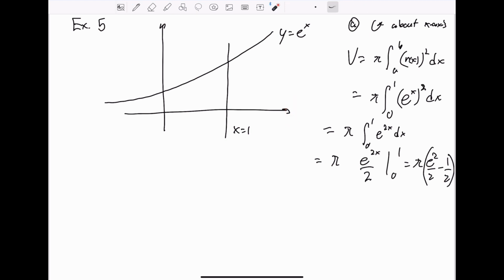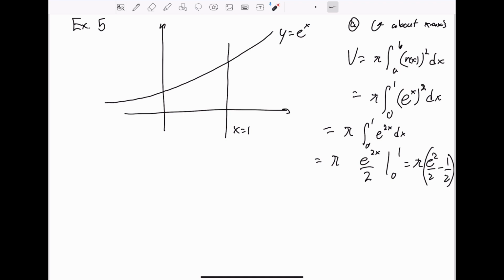Now what happens if we want to rotate around the y-axis? If we rotate around the y-axis, the integrals will be in terms of y instead of x. But in this case, think of what would happen if we rotated around the y-axis. Part of the shape would have a hollow component. We're taking all of this region here and we're rotating it around the y-axis. So for this part of the shape, there's no hollow component. It's solid. But for this part of the shape, we have a hollow region here when we rotate around the y-axis.